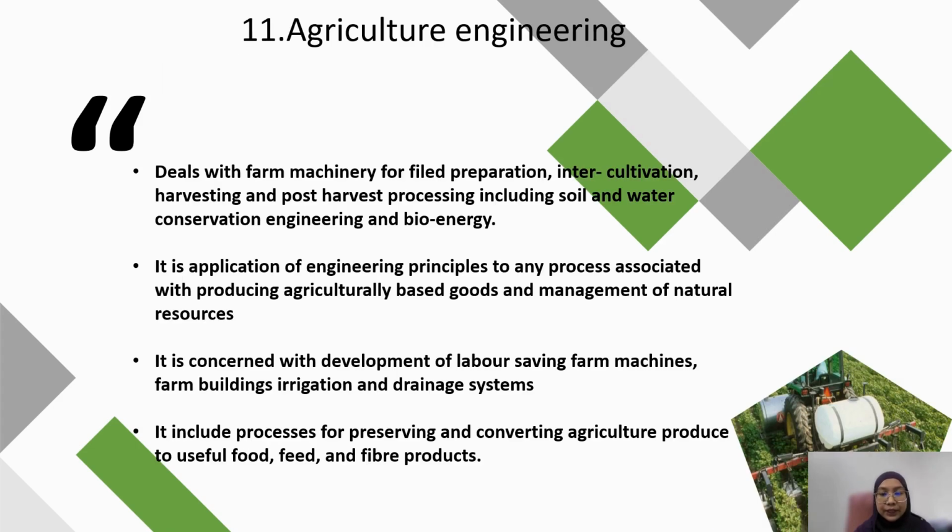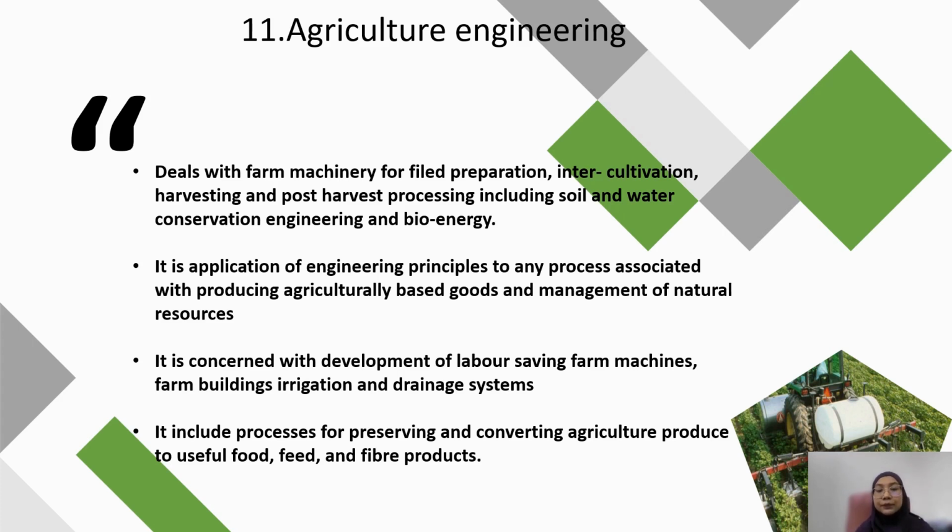So agriculture engineering. Agriculture engineering deals with the farm machineries for field preparation, intercultivation, harvesting, and post-harvest processing, including soil and water conservation engineering and bioengineering. So here you have to know that agriculture engineering uses machinery for the preparations. This is the application of engineering principles to any process associated with producing agriculture-based goods and managing natural resources. It is concerned with the development of labor-saving farm machines, farm buildings, irrigation, and drainage systems.